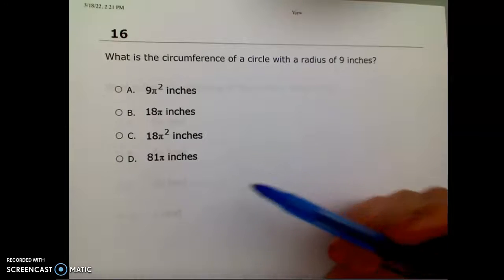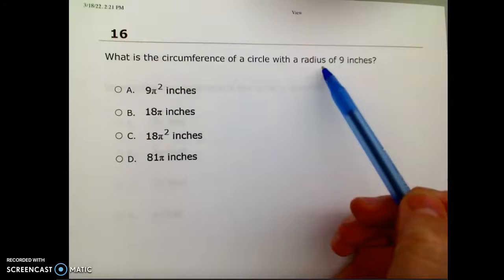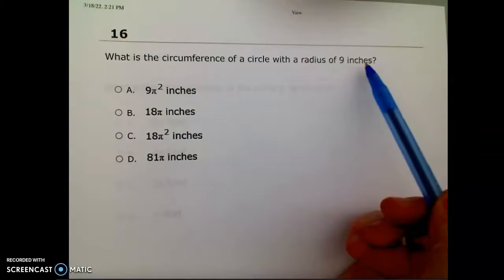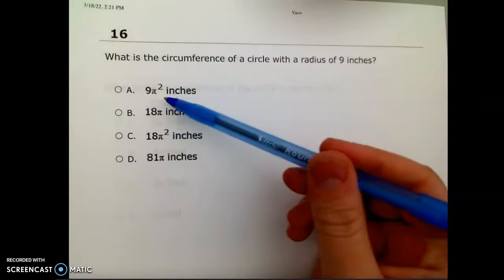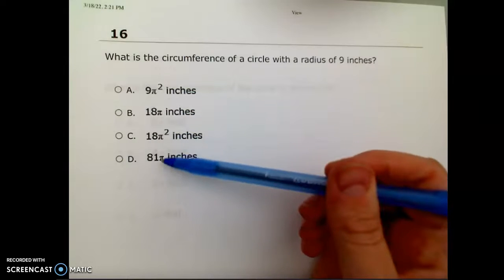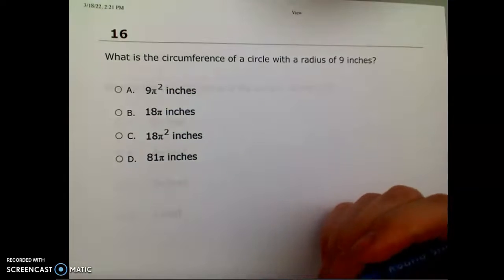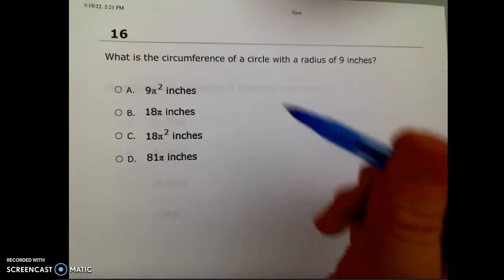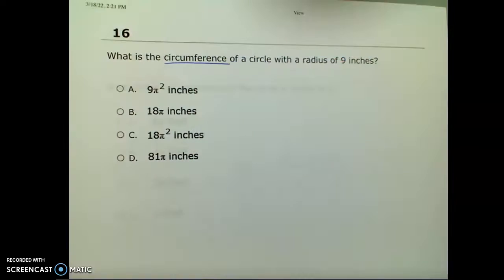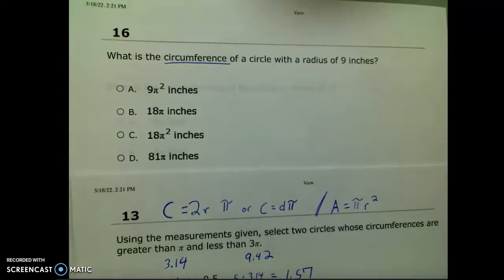This says, what is the circumference of a circle with a radius of 9? Now immediately I look down and I see that these are not finished answers. I bet these have something to do with the formula. So let's remind ourselves what the formula for circumference is. Okay, so I'm bringing back my notes from number 13.